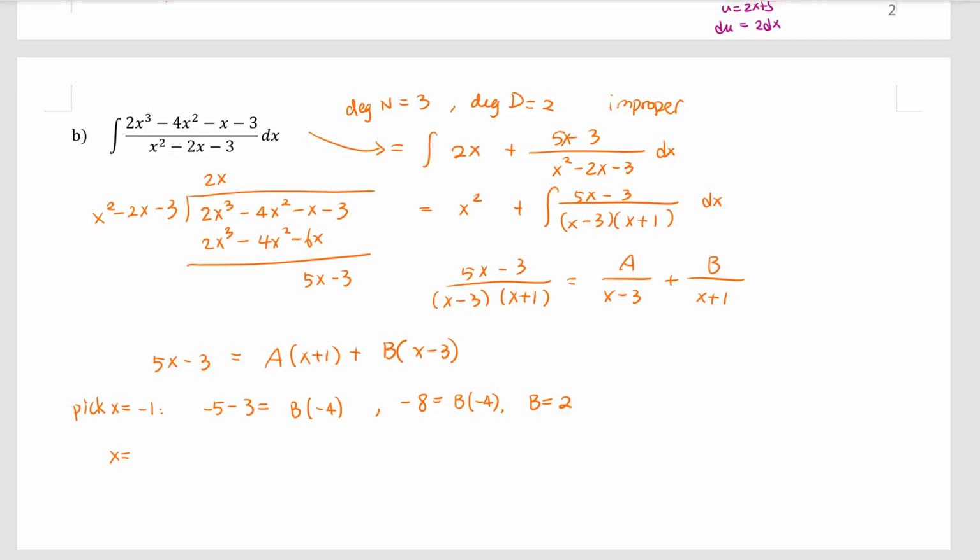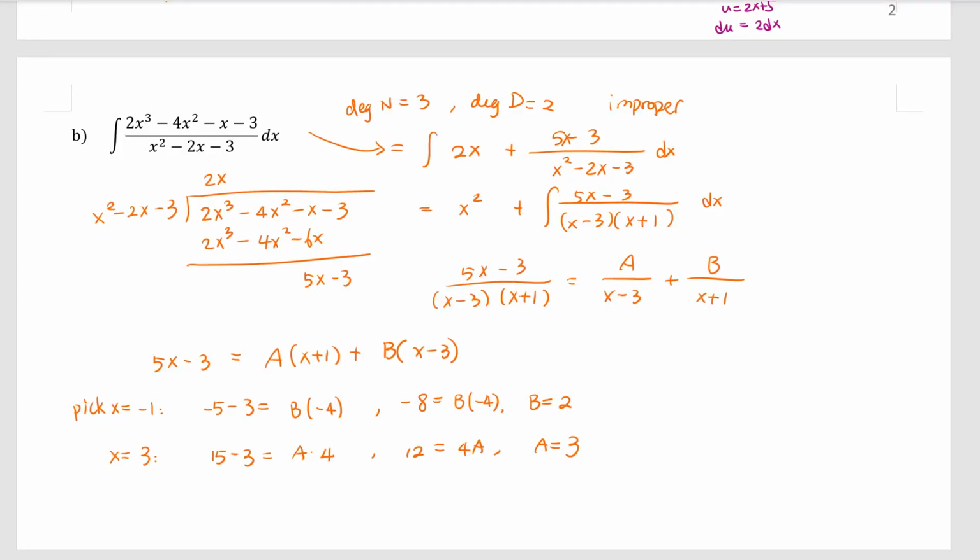Next, we plug in x equals 3. 5 times 3 is 15, and 3 plus 1 is 4. And you can see the second term, 3 minus 3 is 0, so it's gone. So the picking x values method is very useful when we have a lot of linear factors, because after you plug in those values, you see only one constant is left. Then you can just solve for the constants. Okay, so here, we have 12 equals 4a, then a is 12 over 4, which is 3.